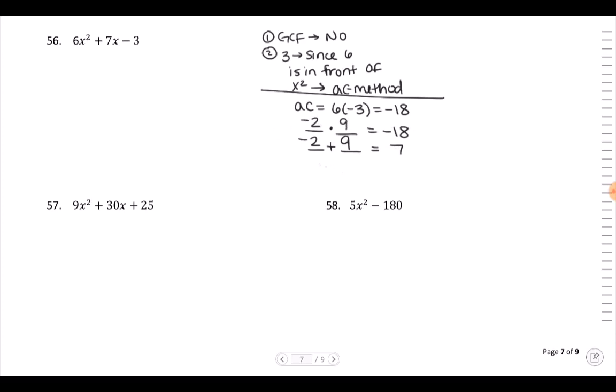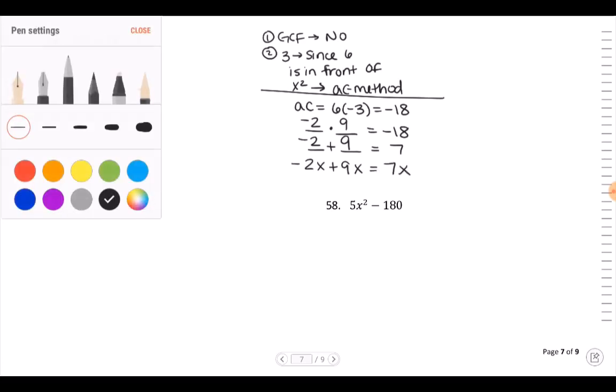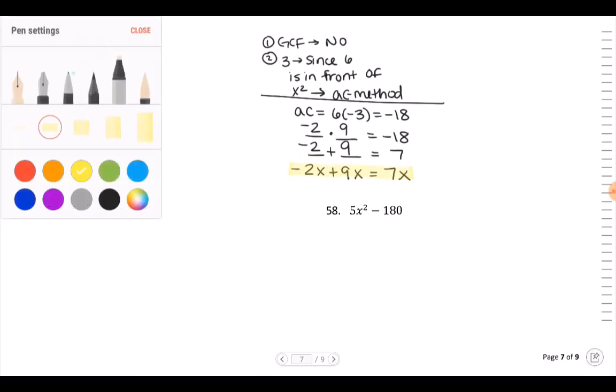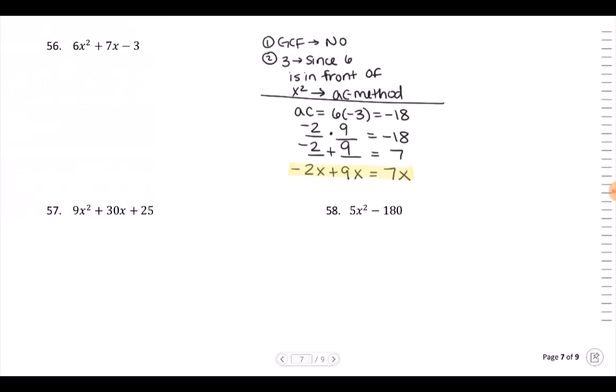Okay, so what we get from this information is really valuable. We know that negative 2x plus 9x then has to equal 7x, right? Would you agree with that statement? I hope you're sitting there saying, yeah, that makes sense. So if negative 2 plus 9 equals 7, then that means negative 2x plus 9x has to equal 7x, right? That's true. 9 minus 2 is 7. All right, we're good.